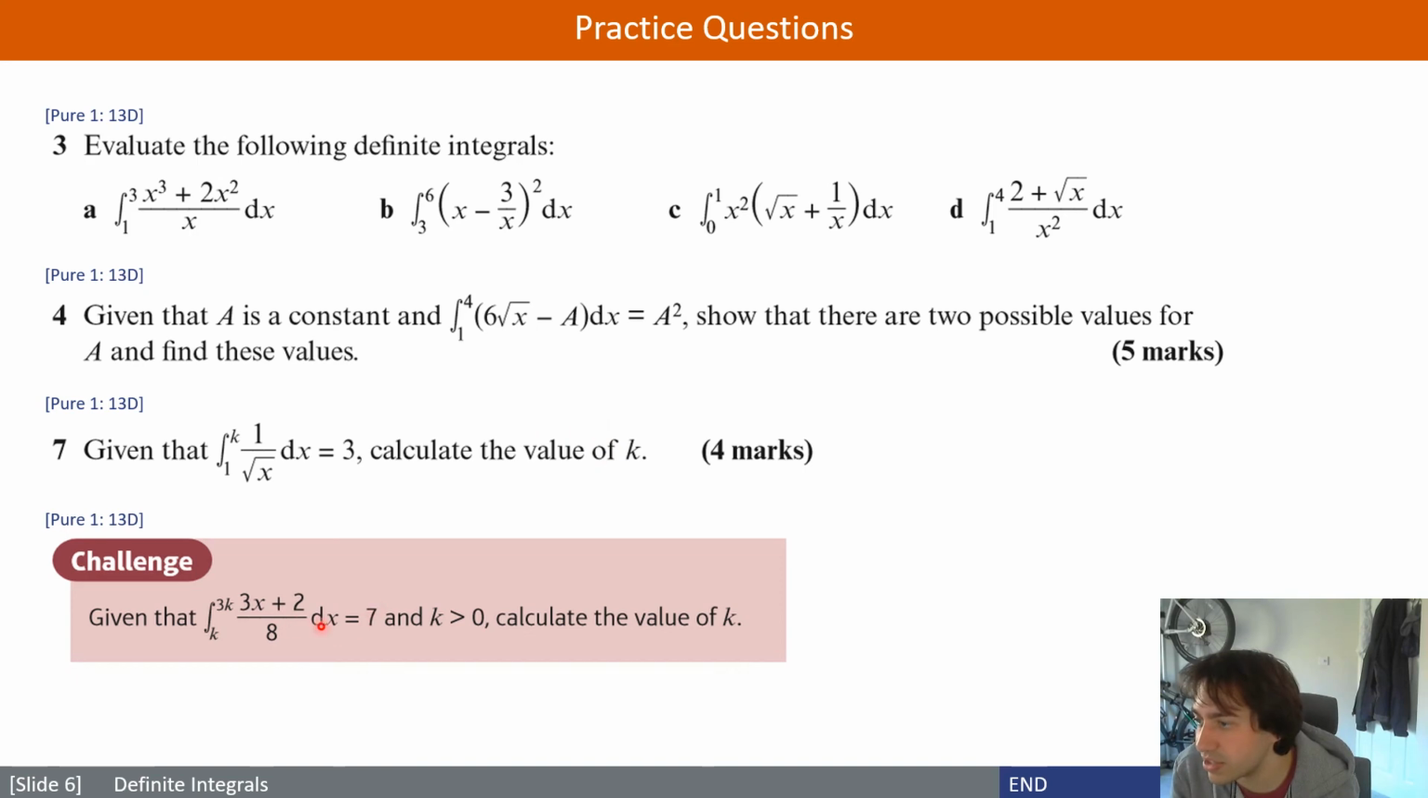And then finally, there's a challenge question here where you actually end up with both limits being expressed in terms of a constant. And you can see if you can have a go at that one if you dare. Okay, so give those a go. Check the answers once you've given them a genuine attempt. You can pause the video now.